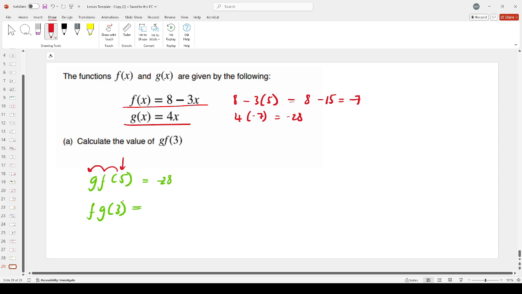Let's do the next one, guys. So we do 3 into the G formula. So 4 times 3 is 12. Who got that? And then we put it into this formula. So 8 minus 36, which is minus 28. What a coincidence. Exactly the same answer. Are we okay with that, guys?